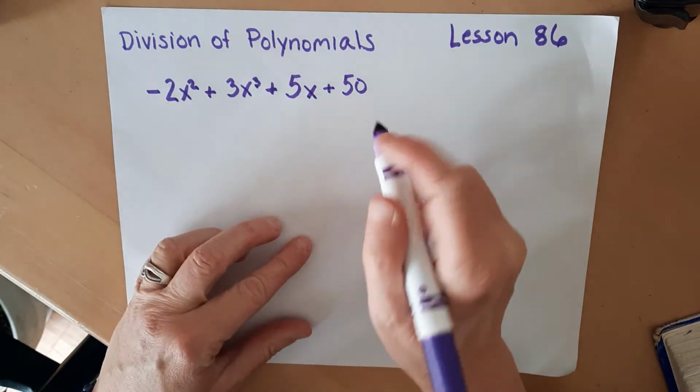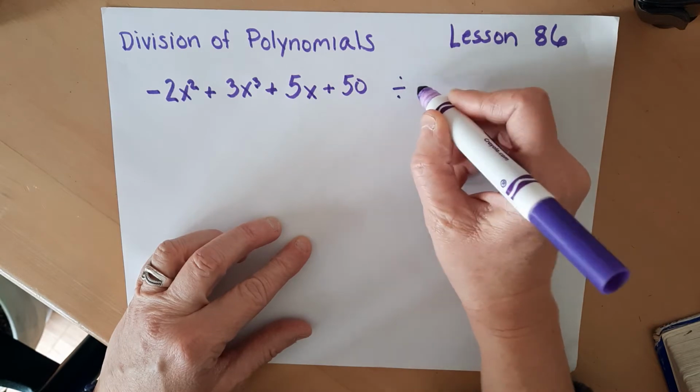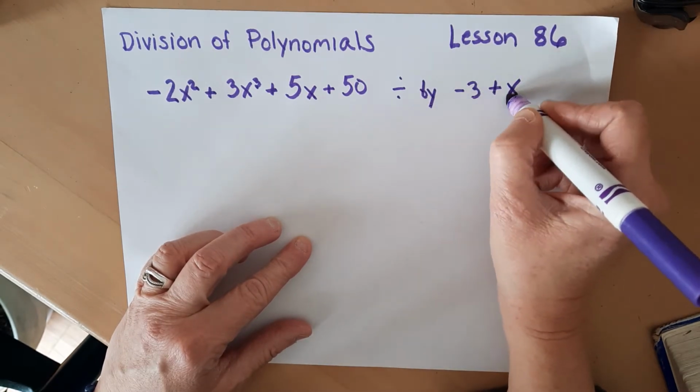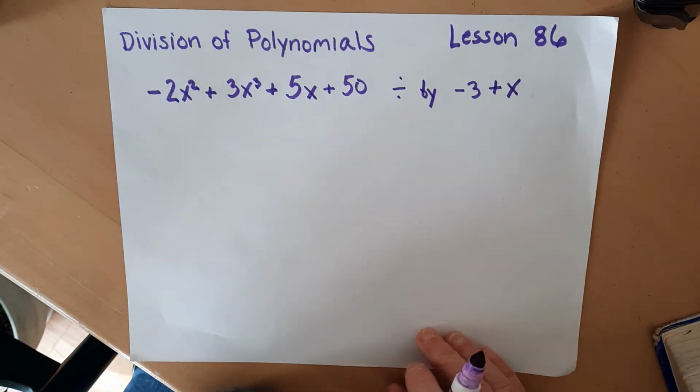They're going to ask you to divide that by negative 3 plus x. So when you divide polynomials, it's the same as doing long division. If you've forgotten long division, you might want to brush up on that before we do this. But I will show you how to do this.